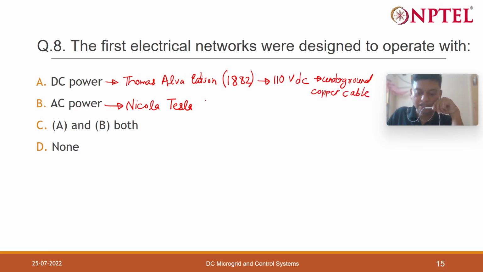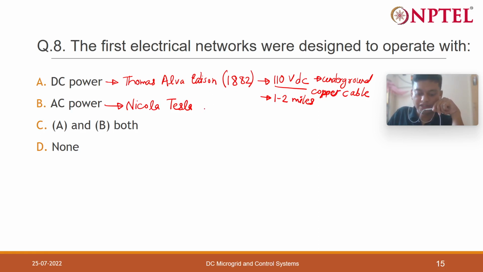And it was just for 1 to 2 miles only. Why is this? Because they had to transmit a large amount of power at this lower DC voltage, so a large amount of current flowed through the cables, and it increased the transmission power loss. So it was used for only 1 to 2 miles due to low transmission voltage.